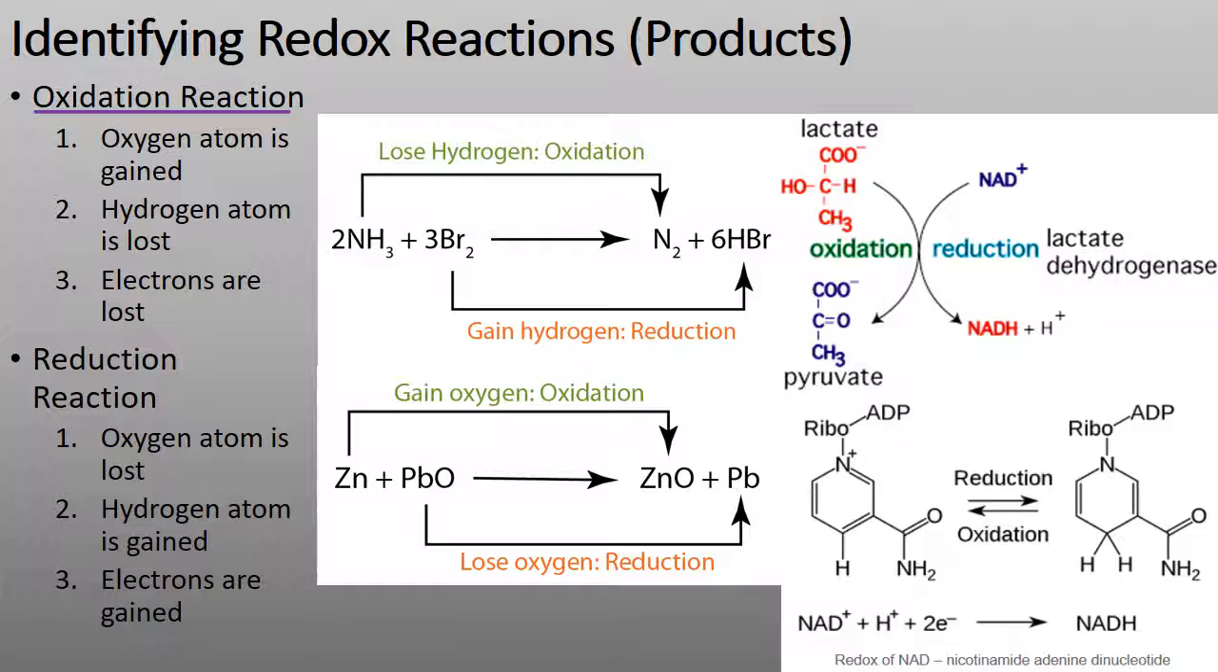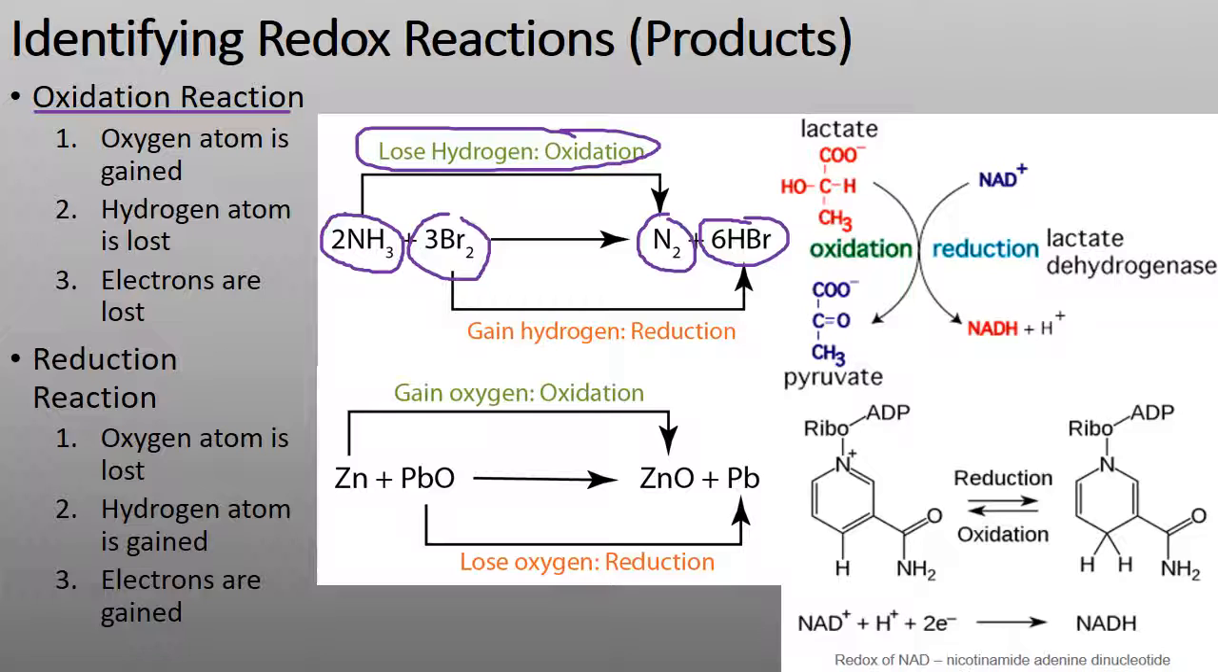Now, taking a look at the example here, we have a loss of hydrogen from reactant to product. That gives us our oxidation reaction. And on the other side, we see reduction reactions gaining hydrogen. So that would be your example of a reduction reaction. Again, the three pointers for identifying reduction reactions: oxygen atoms are lost in the product, hydrogen atoms are gained in the product, or electrons are gained in the product.